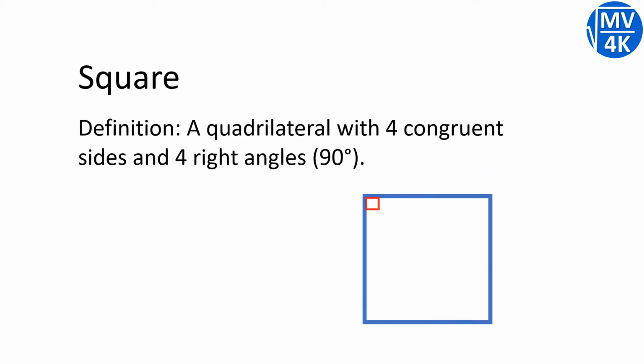The second type of quadrilateral is also very commonly known as a square. A square is a quadrilateral with 4 congruent sides and 4 right angles. So we know the word congruent means that those sides are the same length and the 4 angles also measure 90 degrees. So technically, a square is also a rectangle.